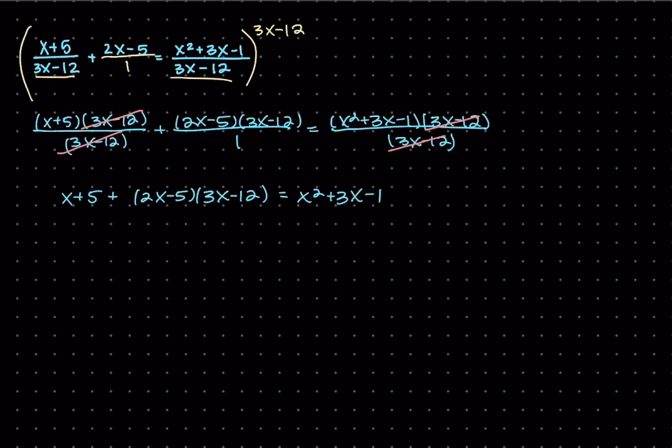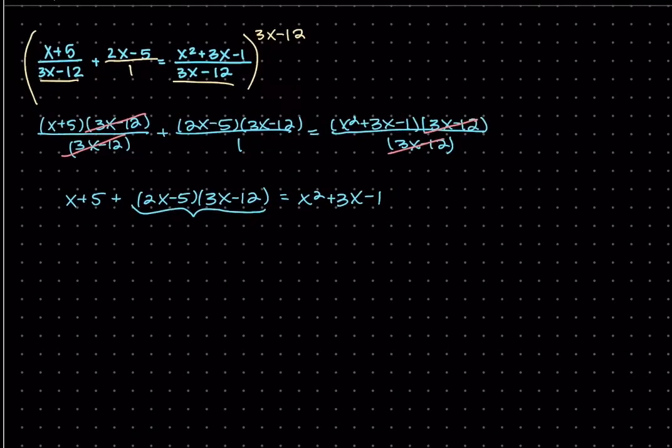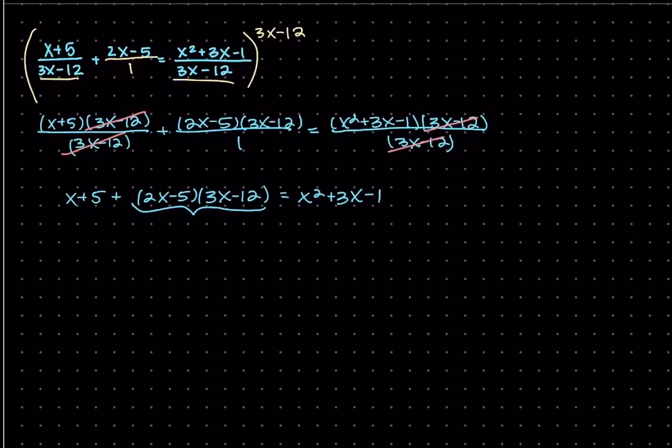So the first thing that we're going to want to do is multiply out this expression so that later we can add everything together. And then this is going to multiply out to x plus 5 still over here, plus 6x squared minus 24x minus 15x plus 60, and that's still equal to the x squared plus 3x minus 1.